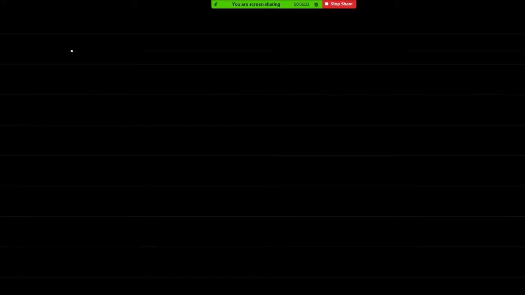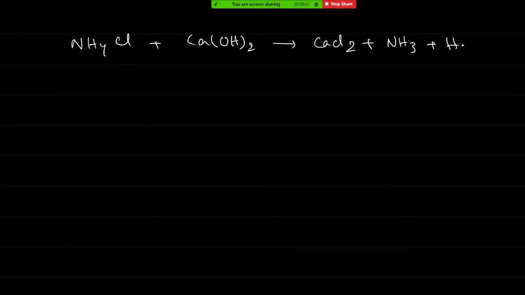Next is the ammonium chloride reacts with calcium hydroxide to give rise to calcium chloride plus ammonia plus water. This is the skeleton equation. So the same thing we will do. The elements are nitrogen, hydrogen, chlorine.